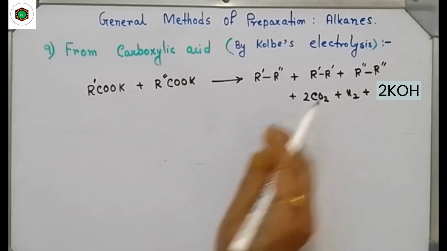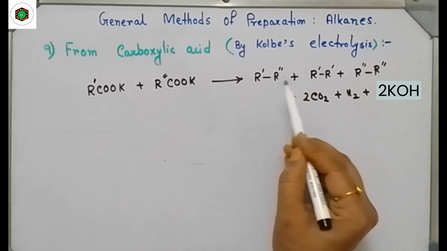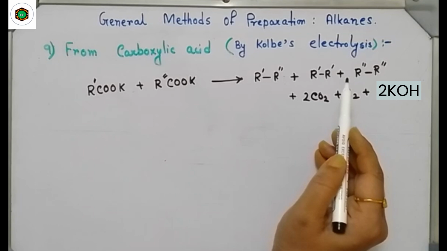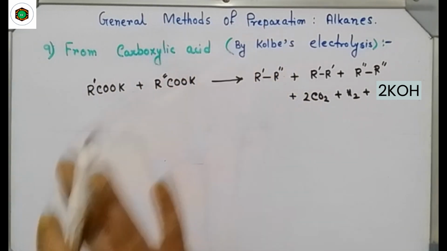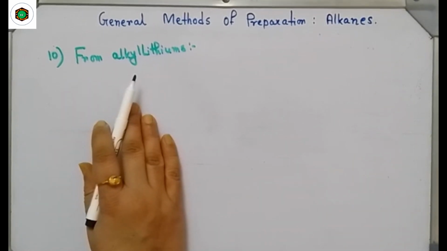Those alkanes have boiling points very close to each other, so it is very difficult to separate these alkanes by fractional distillation. So this method is only a good method for the formation of alkanes having an even number of carbon atoms, meaning symmetrical alkanes. The next method is from alkyl lithiums.